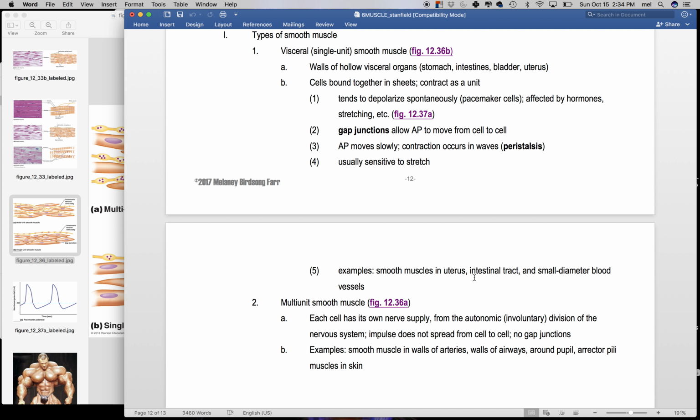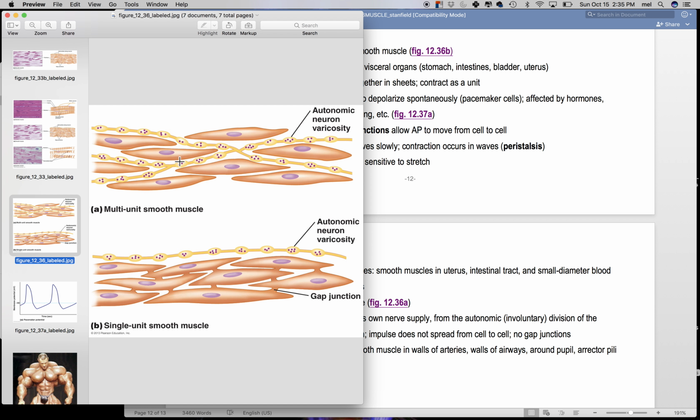And it's gap junctions that allow the action potential to move from cell to cell after you get it started in the first cell. Okay, these are usually sensitive to stretch. They tend to depolarize spontaneously because of pacemaker cells, and these are the ones that are most likely to be affected by hormones and stuff. But there is a different kind of smooth muscle that you can control the cells individually, and that's called multi-unit smooth muscle. And put this together in your head. This one behaves like a single unit, and this one behaves like multiple individual units, so multi-unit.